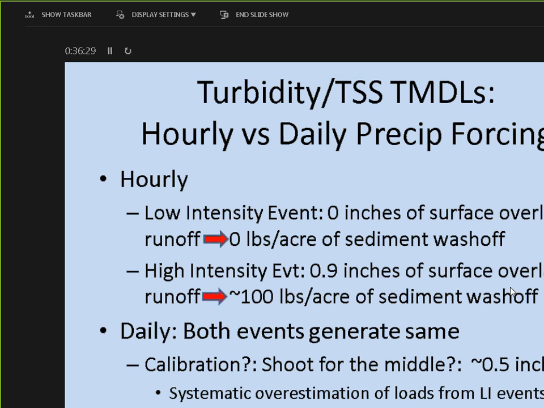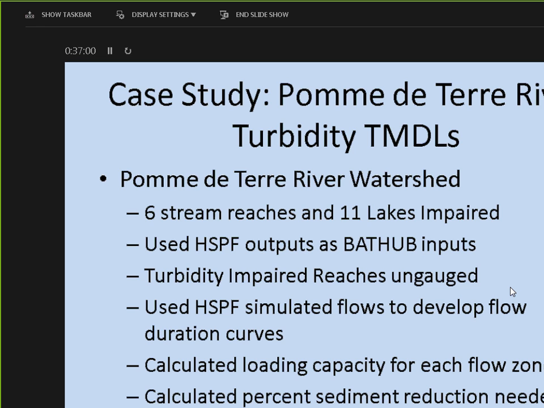Now, if you do that, and I've worked on applications that do that, what winds up happening is you have a systematic overestimation of the loads from the low intensity events. Here you're getting basically 0 inches of surface runoff, and you're predicting 0.5. And on the high intensity events, you're systematically underpredicting. And so that obviously has implications for writing up the TMDL. Those are often the events that move the most sediment.